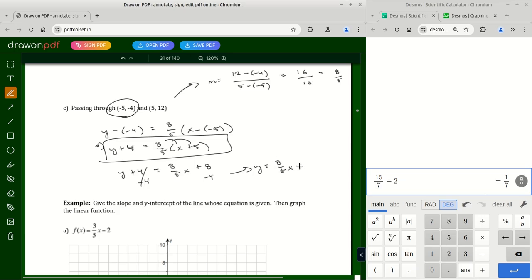Here we go. 8/5 x plus 4 this time. And there's your final answer for part B. Sweet, we did that. Now we got to graph it.